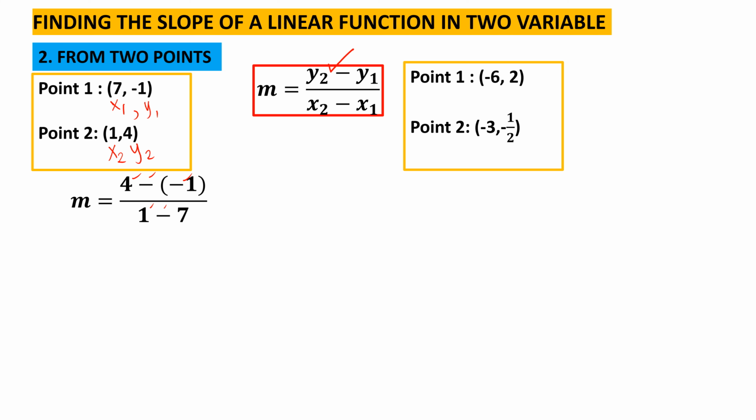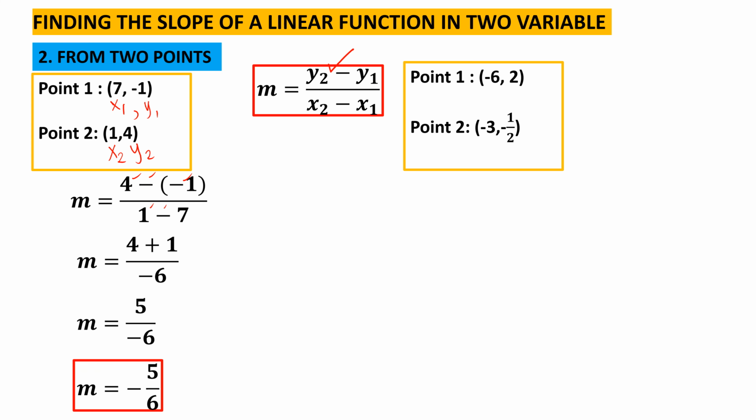7. So therefore, let's further simplify. We have 4 plus 1 is equal to 5 and then over negative 6. Or we could write it in this way, negative 5 over 6. Let's proceed to the next example.